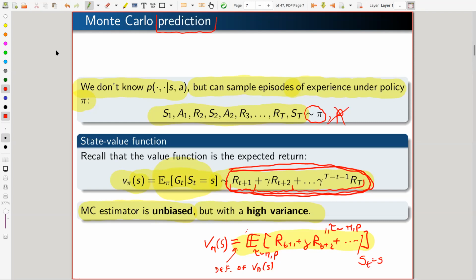It means I just choose these samples, and eventually I will get as close as I like to the value I want to estimate. But due to the high variance, you will need a lot of samples to reach a good approximation.